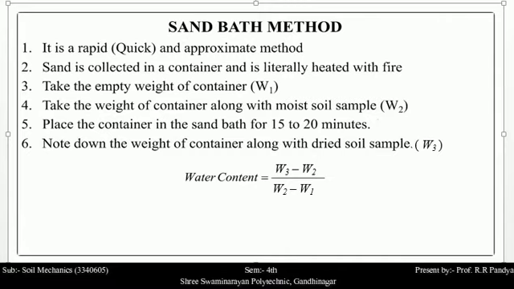Now place the container in the sand bath for 15 to 20 minutes. Then note down the weight of the container along with the dried soil sample. Give it the name W3, and then put all of these weights into the water content equation: W3 minus W2, which gives the weight of water, divided by W2 minus W1, which gives the weight of dry soil.